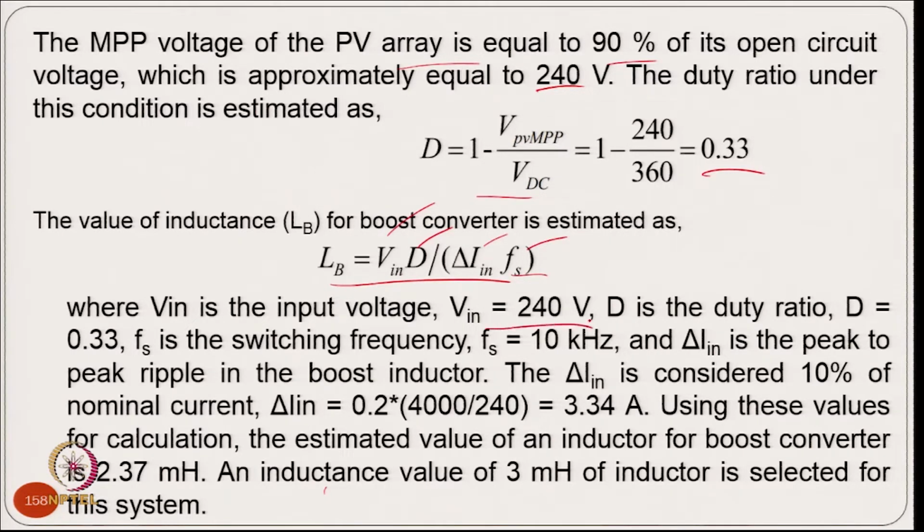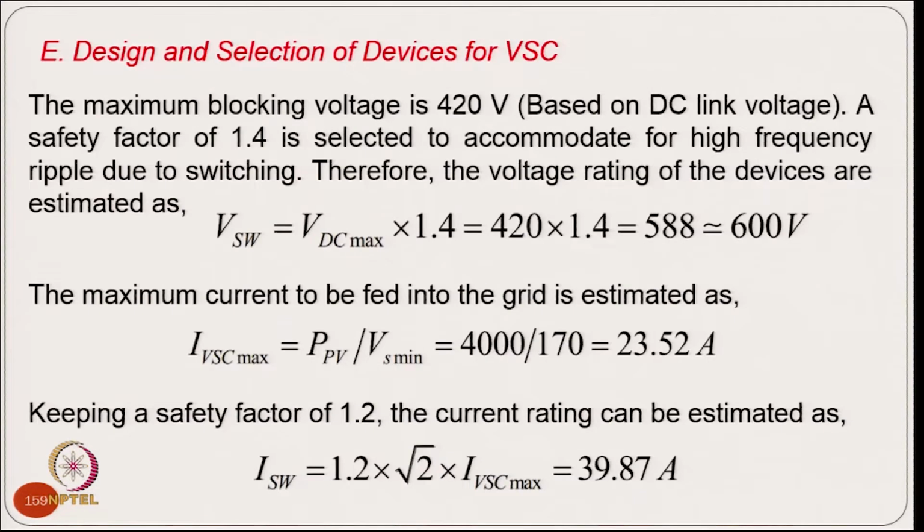So, considering the voltage corresponding to MPPT 240 volt and duty ratio of 0.33, switching frequency of 10 kilohertz, and the peak ripple current in the boost inductor is calculated around, considering 10% of the current of this PV array, that comes 3.34. Now putting the values in the relation, it comes 2.37 millihenry, and we select 3 millihenry for this boost inductor value.